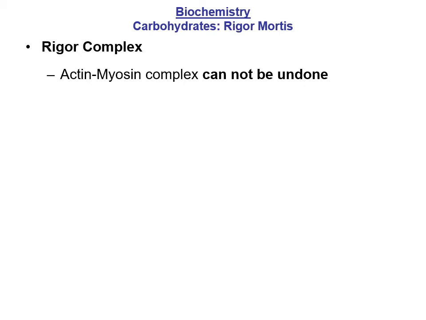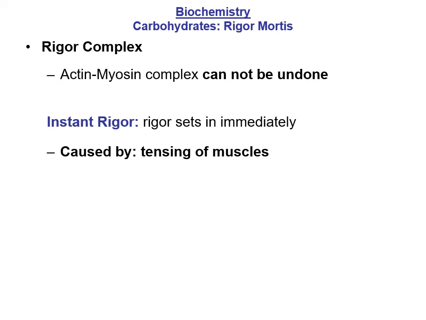Now, I've mentioned this one before, but I think this is the first time it shows up in the notes: instant rigor. Instant rigor is when rigor sets in immediately, and it's usually caused by, as you die, you're tensing your muscles, and it's burning all of the oxygen out of your system. Usually this happens in cases of traumatic death. Again, it's anytime you're almost getting in a crash, you kind of tense all your muscles up. That burns out the oxygen supply in your system.